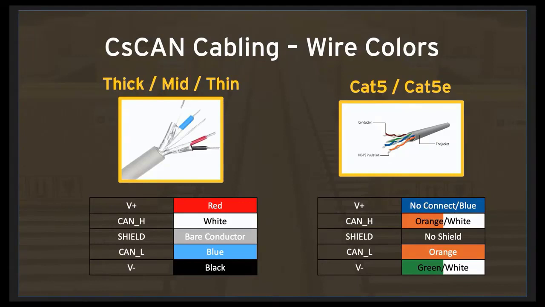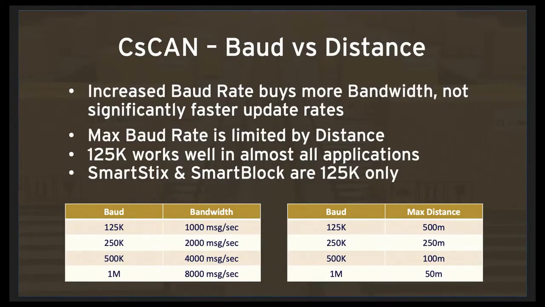So those are the color codes. Let's start talking about distance and baud rate. Now, last week we talked about the fact that increasing your baud rate does not buy you a faster update rate. It buys you more bandwidth. Well, what do we mean by that? Well, here let me explain.